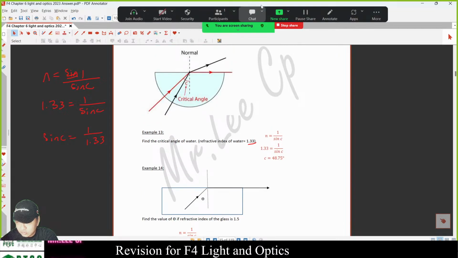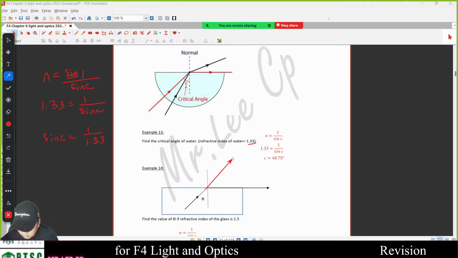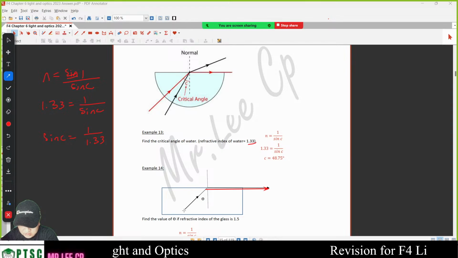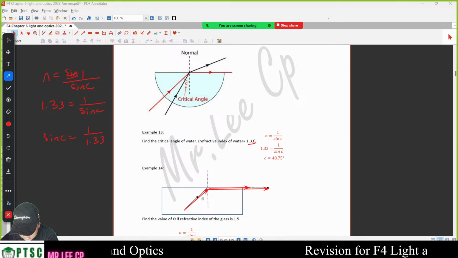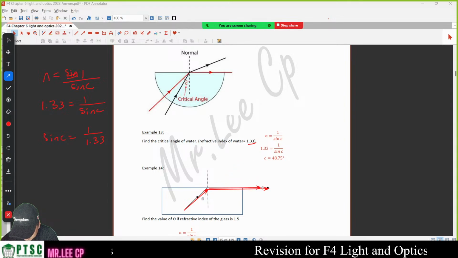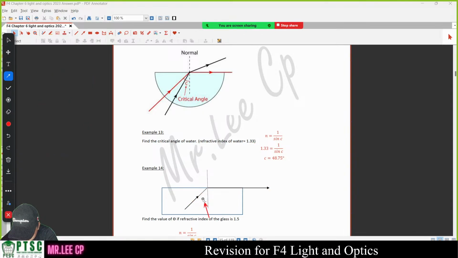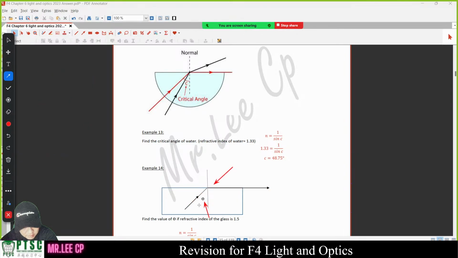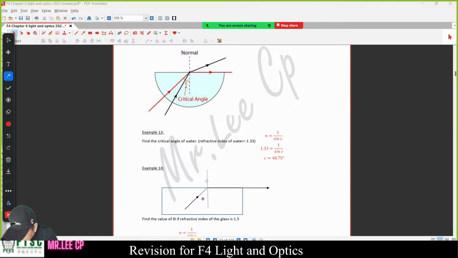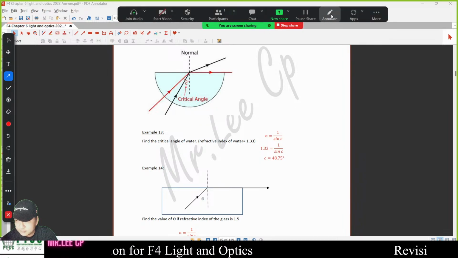Now you need to know when the light travels out from the denser medium, it will go parallel to the surface of the glass. So this is the light incident, then it will come to here. It will be parallel, so it will not go straight anymore, it will bend to here. That is the critical angle. This angle is the critical angle, not this angle. The angle that causes the light to travel 90 degrees to the normal.